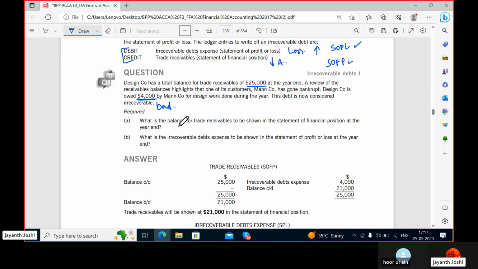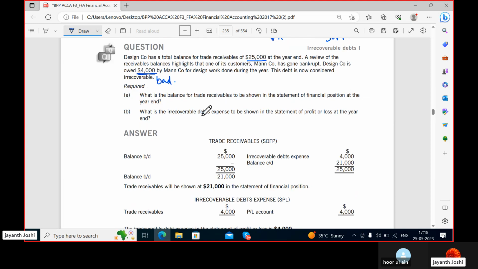Now, what is the balance for trade receivables to be shown in the statement of financial position at the year end? And what is the irrecoverable debt expense to be shown in the statement of profit and loss at the year end? So two things we have to show. Now, how to show this?